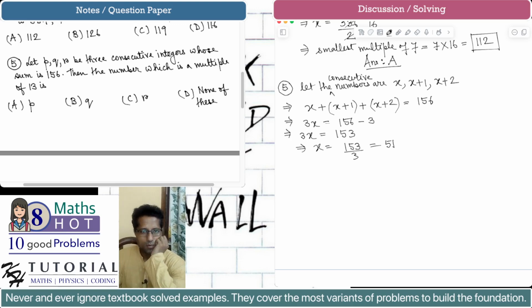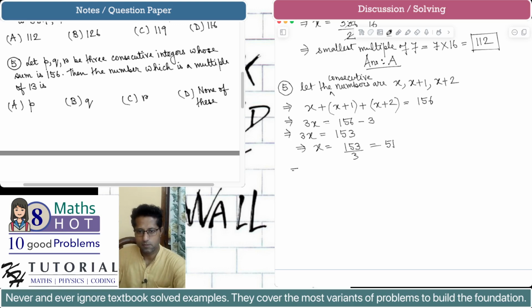Now the question is, which number is a multiple of 13? Now 51 is definitely not a multiple of 13. So among P, Q and R, we have to choose which one is a multiple of 13. As per our assumption, P is x, Q is x plus 1 and R is x plus 2. So we have found x.